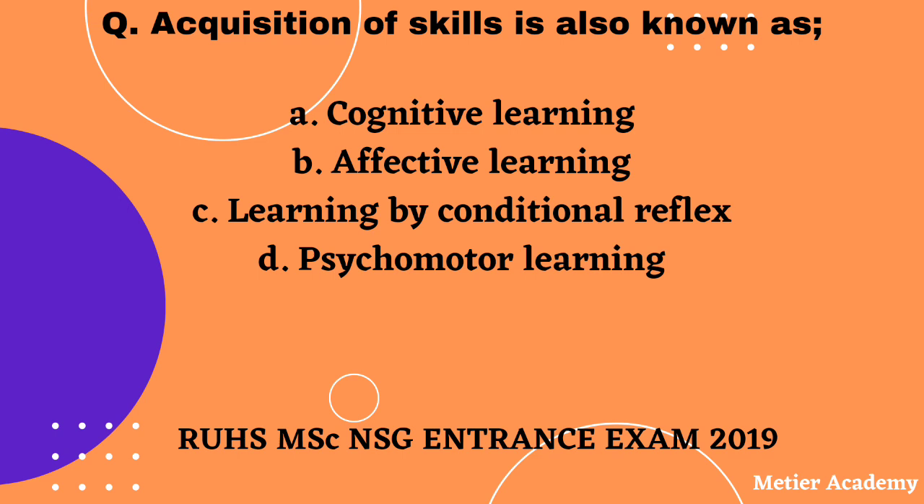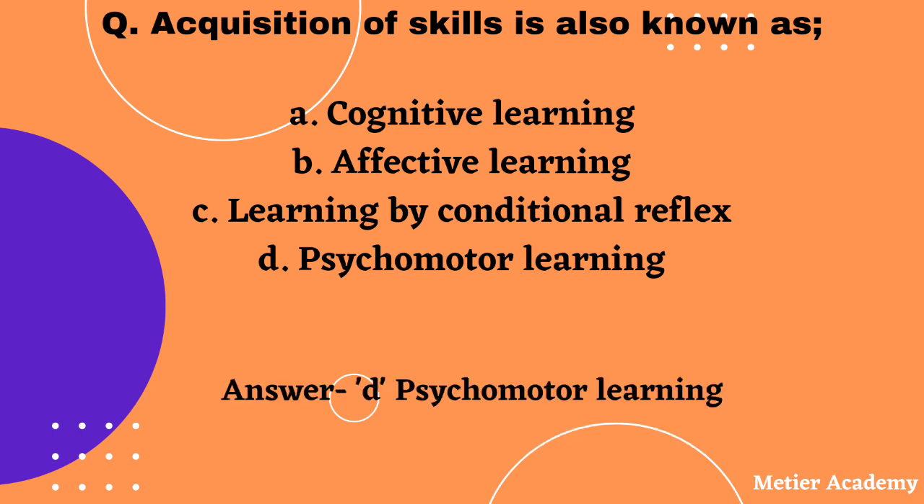The next one is, acquisition of skill is also known as cognitive learning, affective learning, learning by conditional reflex and psychomotor learning. And here the correct answer is option B, psychomotor learning.